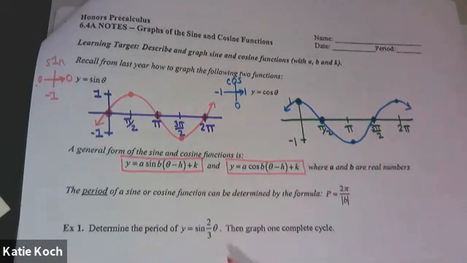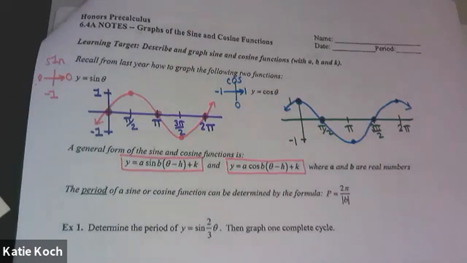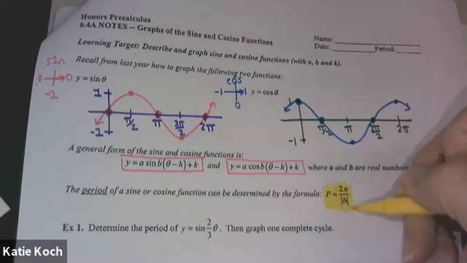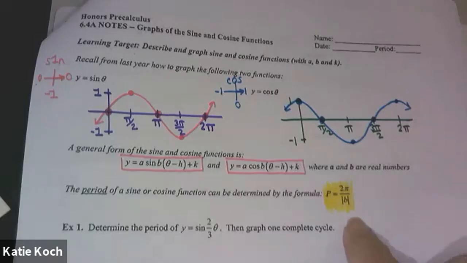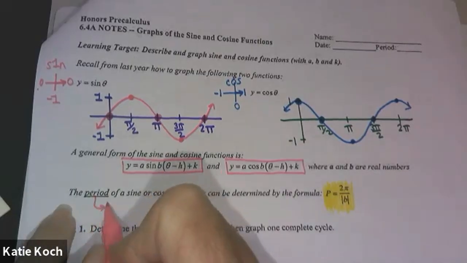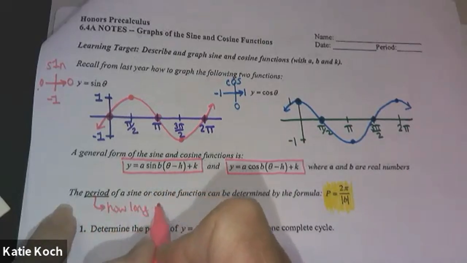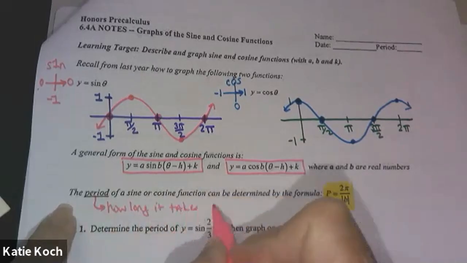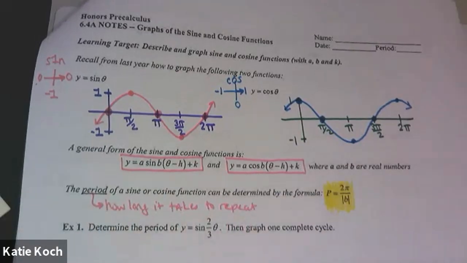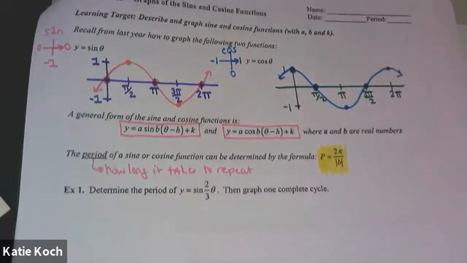The first one we're going to take a look at is what does B do? So this is huge right here. I'm going to highlight it. I'm going to color it in my yellow. Here, the period, how long it takes to repeat. So let me write that here. The period, which is how long it takes to repeat, is affected by the B value.